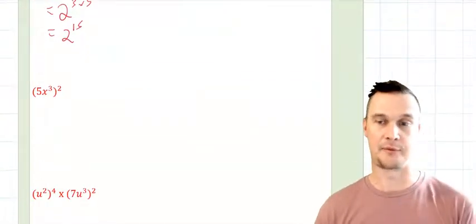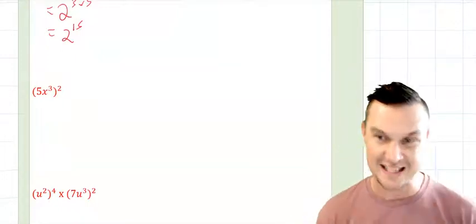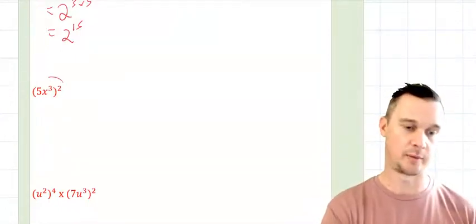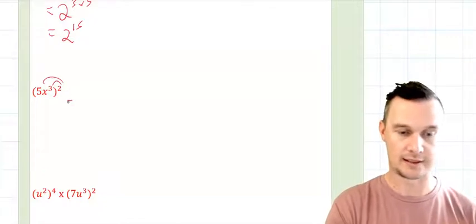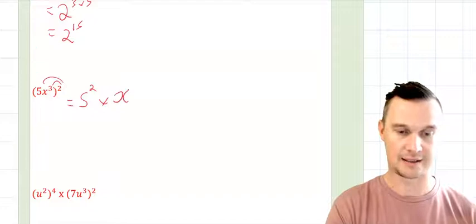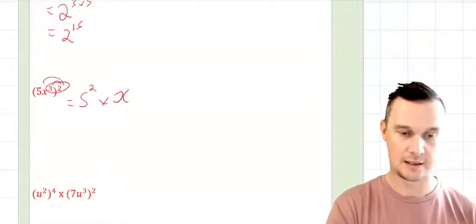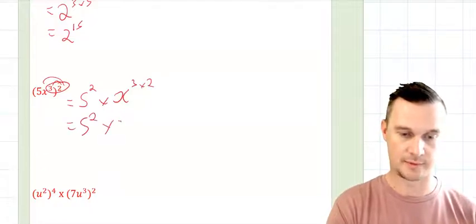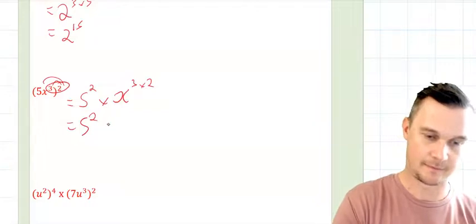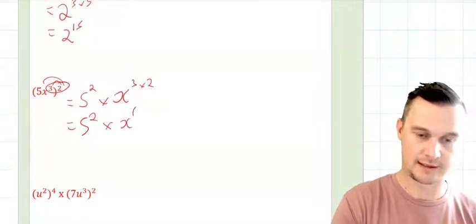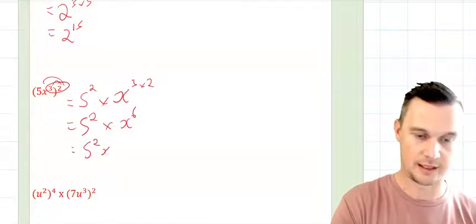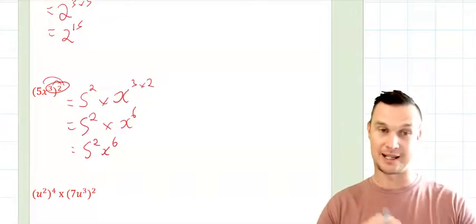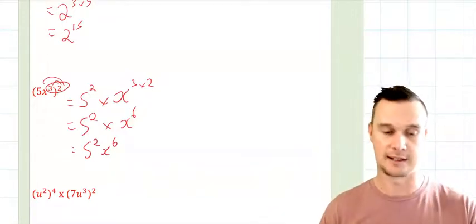And in this case, we have numbers within the brackets, and we want to, as I said before, apply our distributive law. So basically, this is saying 5 to the power of 2 times x to the power of 3 times 2, which gives us 5 to the power of 2 times x to the power of 6, and now I can just simply combine these, which means 5 squared x to the power of 6. Okay, so I've simplified that by again expanding those brackets and then simplifying from there.